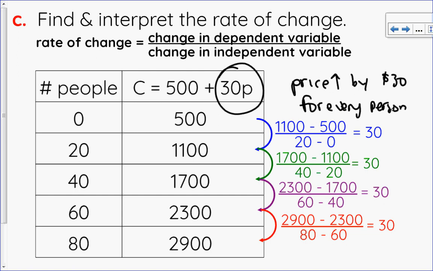So now we've seen linear functions as coordinates, graphs, equations, tables of values, and now word problems.